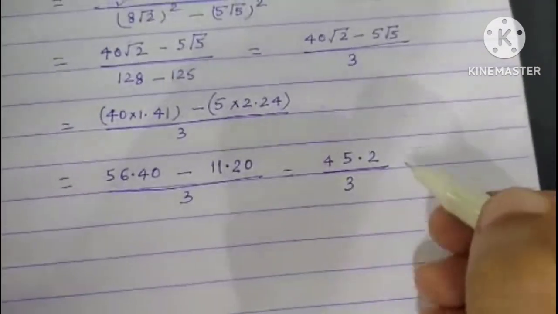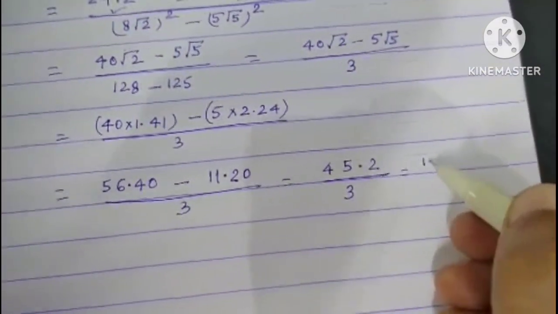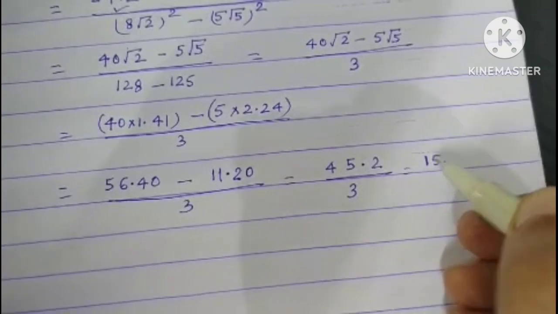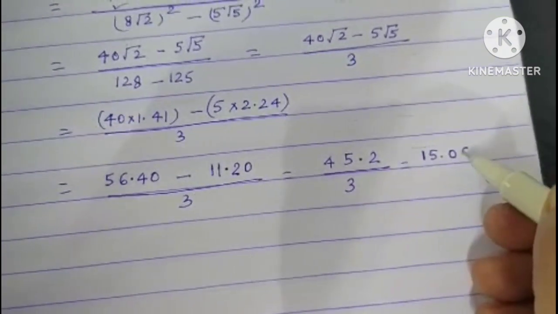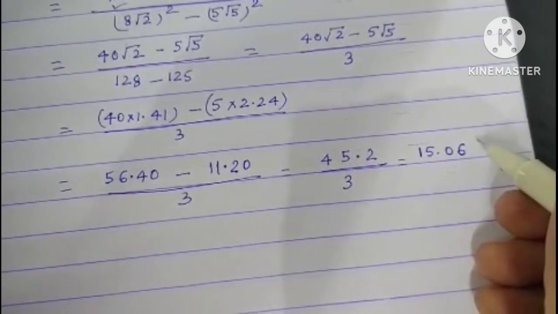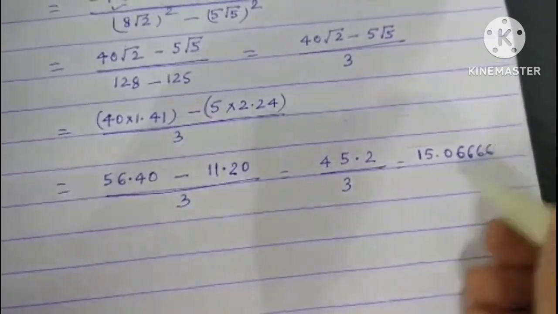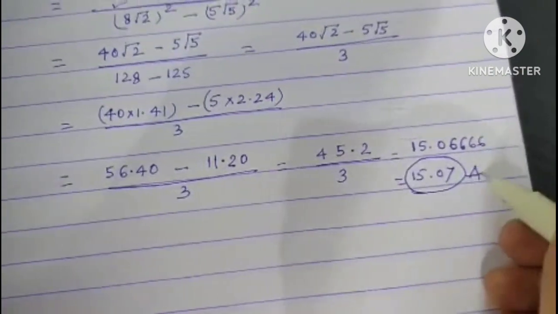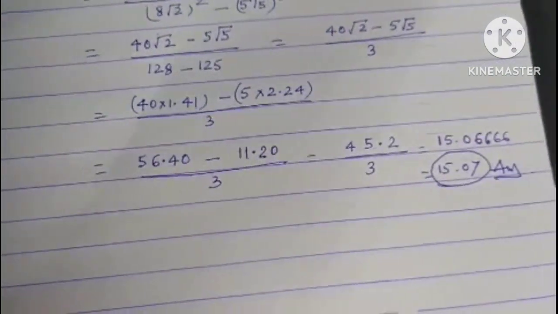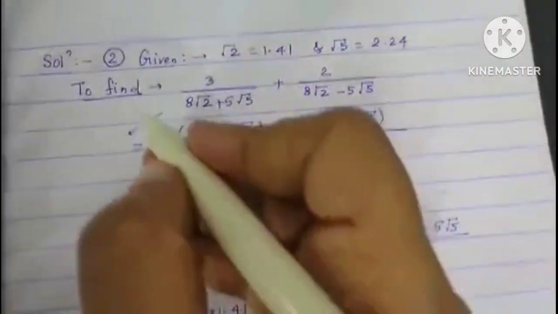Okay, so you can do it: 15.0, then it will become 20, 3 6 18, then again 20, 3 6 6, it will go like this, so that is 15.07. The answer is 15.07. So this was method 1.